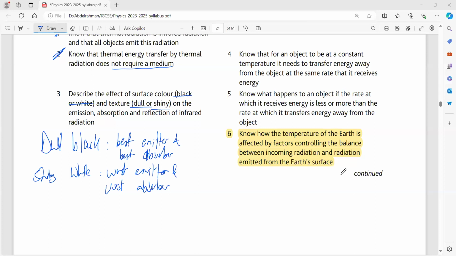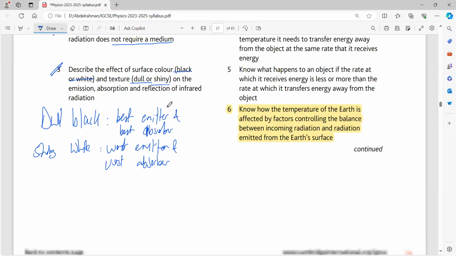Infrared radiation, yes, it is an electromagnetic radiation. That's why it can travel in a vacuum. That's why it moves at the speed of light, which is 3 times 10 to the power of 8 meters per second. Okay, good.